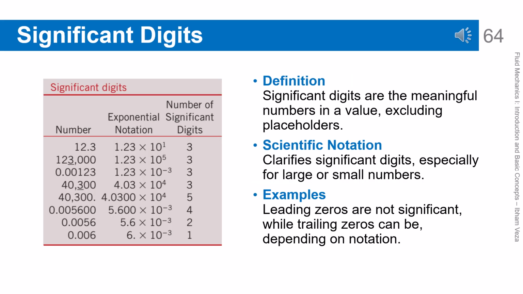Significant digits. Significant digits are the digits that carry meaning in a numerical value. Leading zeros are not significant, while trailing zeros may or may not be, depending on the notation. Scientific notation helps clarify the number of significant digits. This understanding is important for reading and writing experimental data. Without this concept, measurement results can easily be misinterpreted.